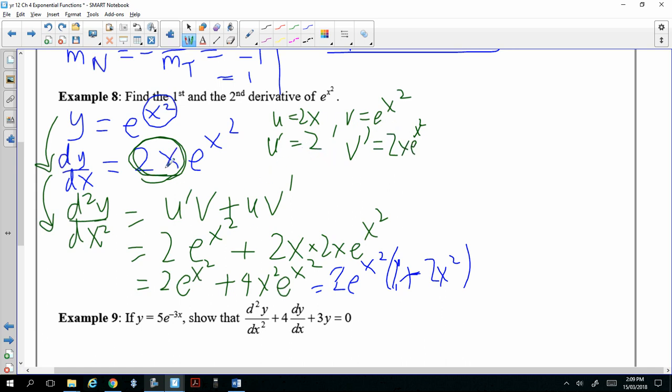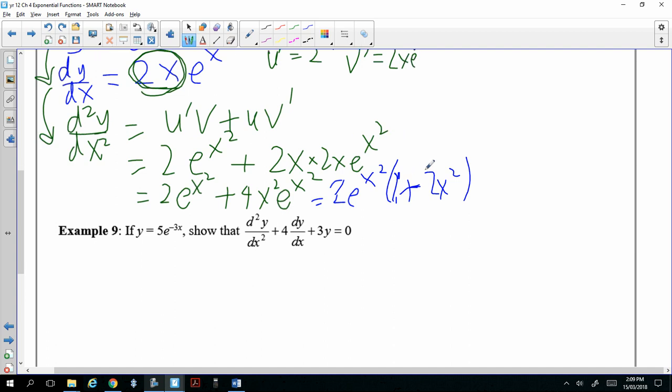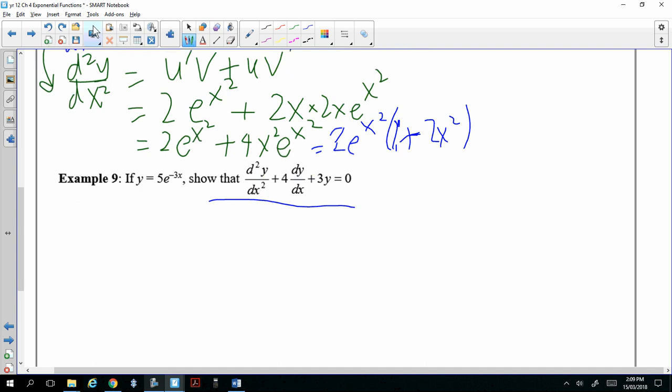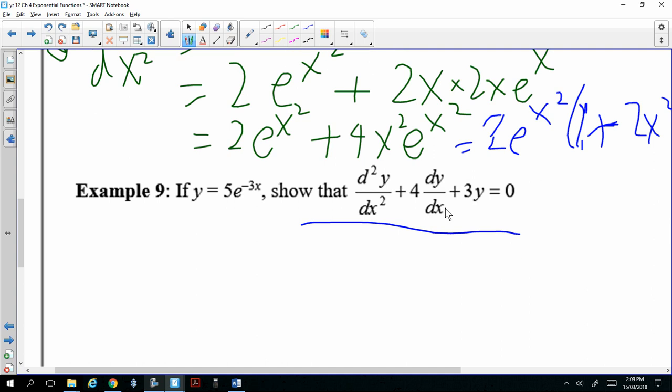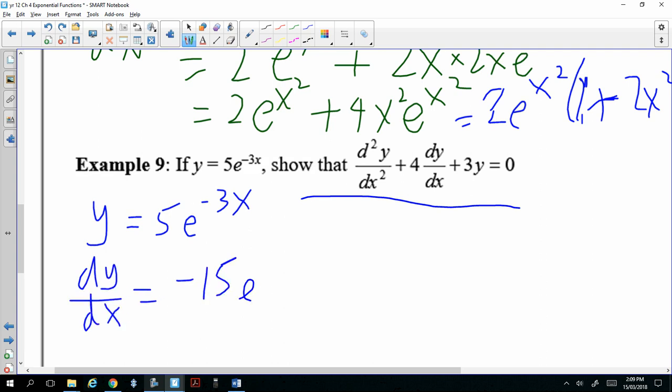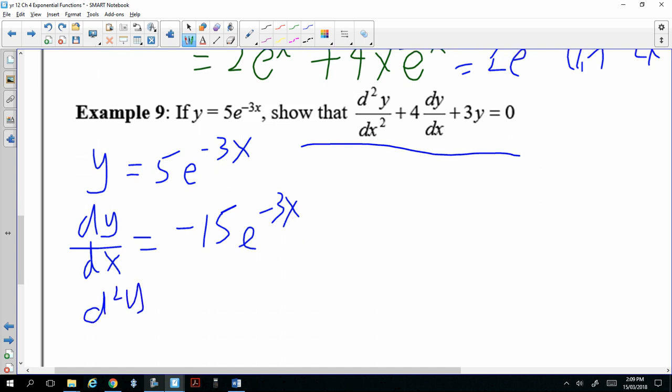All right, we've got one more question to go through, then we're done. Example 9. All right, this is the question we did yesterday, except it's a little bit harder. You have to show this is true. So how do we show this is true? We find the first and second derivative. So starting with y, find the first derivative, which is negative 15 e to the power negative 3x. And then second derivative, you get negative 15 times negative 3 is 45 e to the power negative 3x.